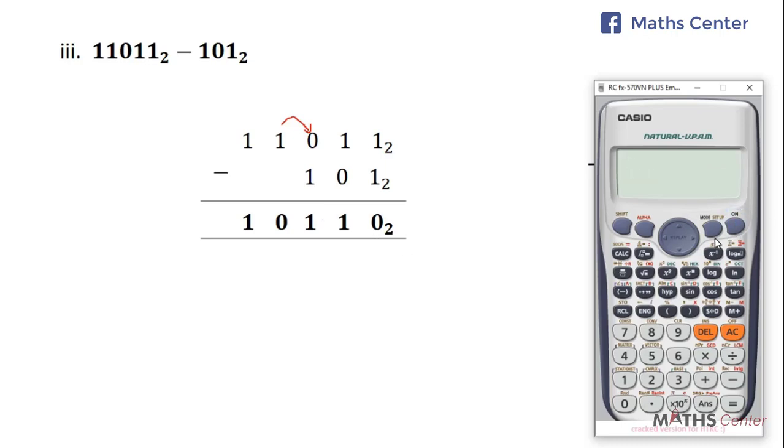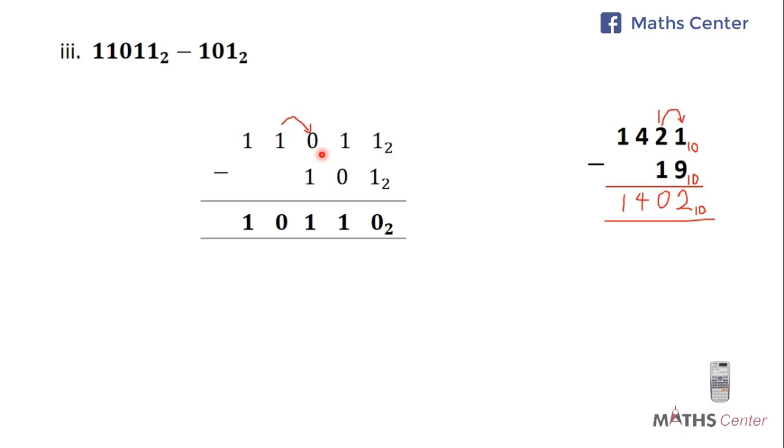I'll go over it again. You switch on your calculator, you click on mode, you select the fourth option, then you change your calculator from base 10 to base 2 by clicking on the log button. You enter the question that we have here, so 11011 minus 101. You click on equal to, and you start writing your answer from the first significant figure. The first significant figure here is 1. So we have 10110 base 2.